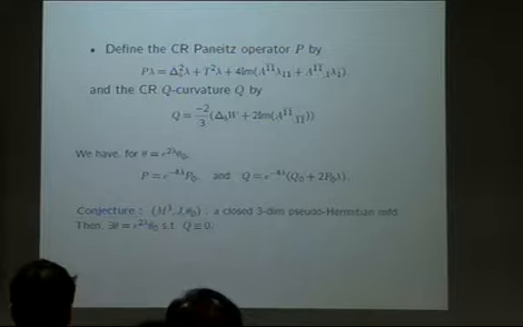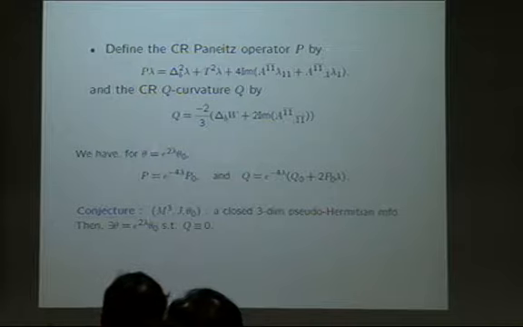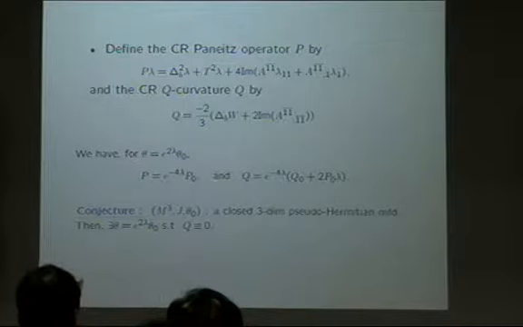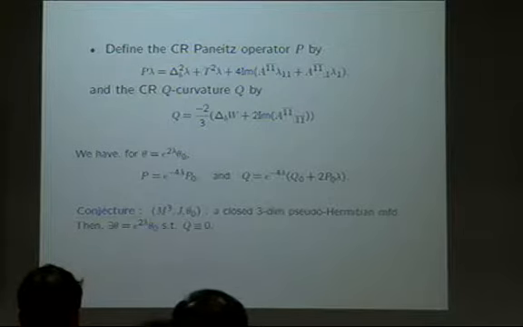What is P0? So P0 is the CR Paneitz operator with respect to this contact form, and P is the CR Paneitz operator with respect to this contact form, and this is the same. By the definition of CR Q-curvature, it is easily shown that the integral of Q-curvature always vanishes. So if the Q-curvature is constant on M, then Q is automatically 0.